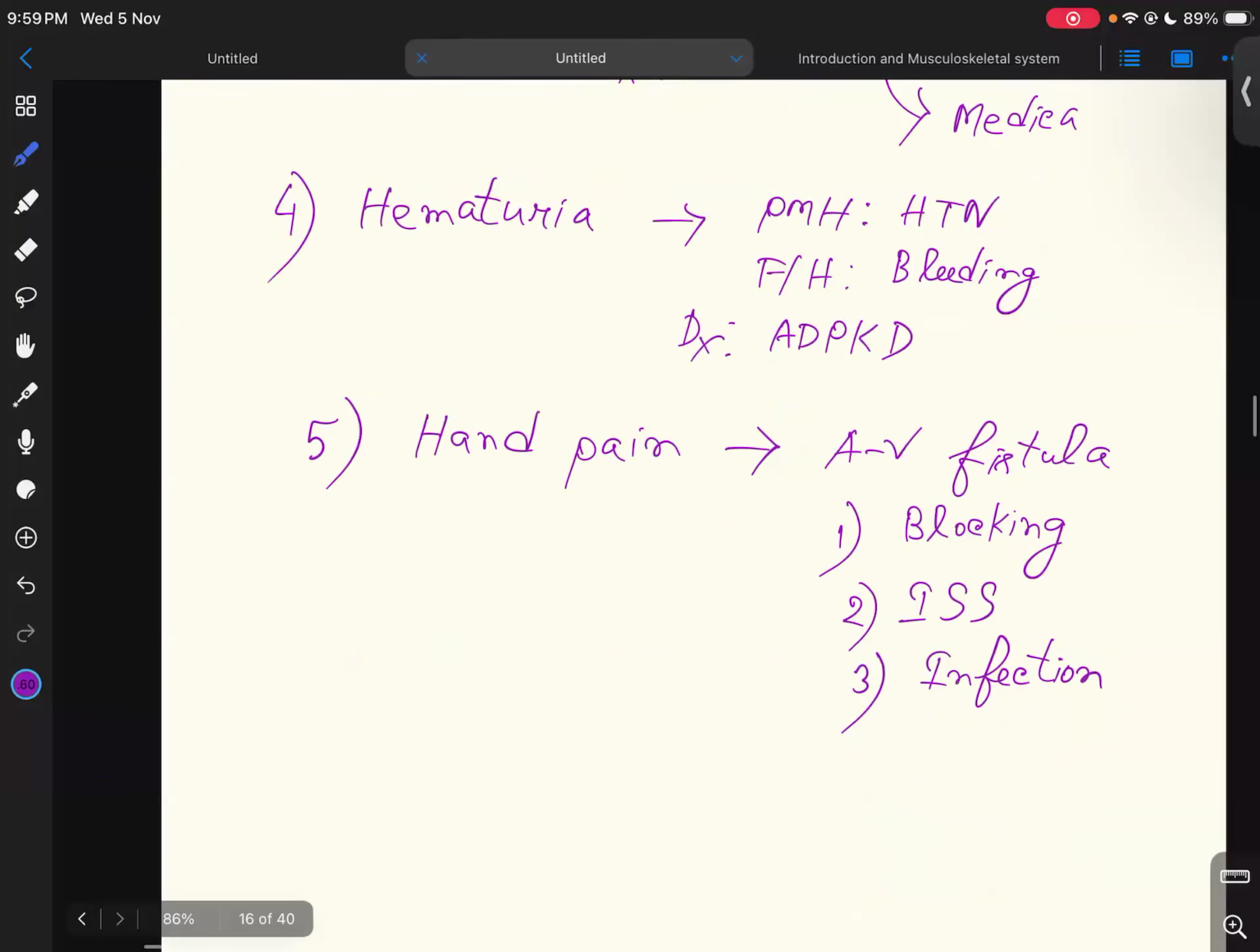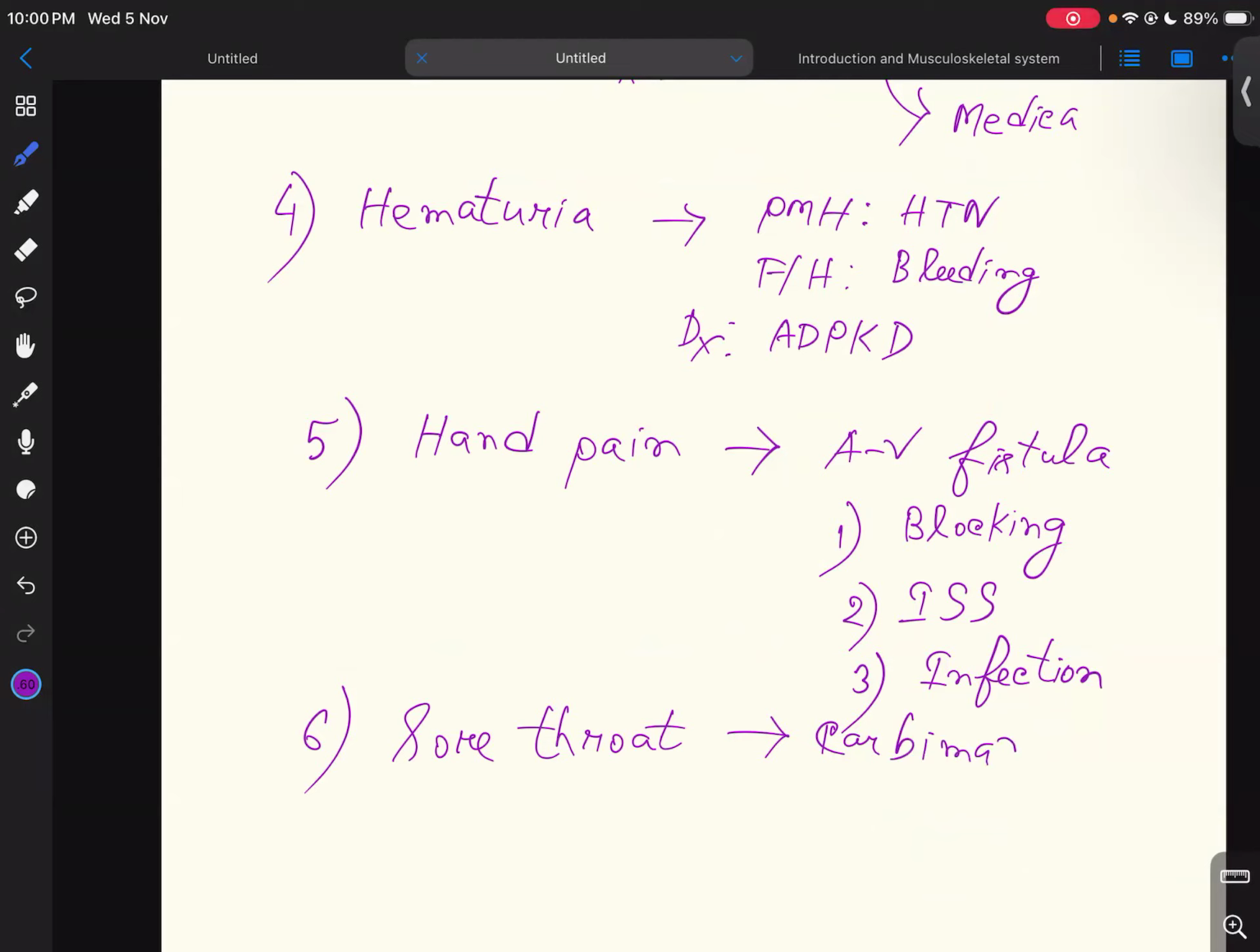Let me give you another example. Patient has a prompt of sore throat. In the past medical history, the patient is telling that I am a patient of Graves' disease, that is hyperactive thyroid gland, and in the drug history, the patient is telling that I'm taking carbimazole. So what is the diagnosis here? Agranulocytosis. Wonderful. Agranulocytosis. See how easy it is?